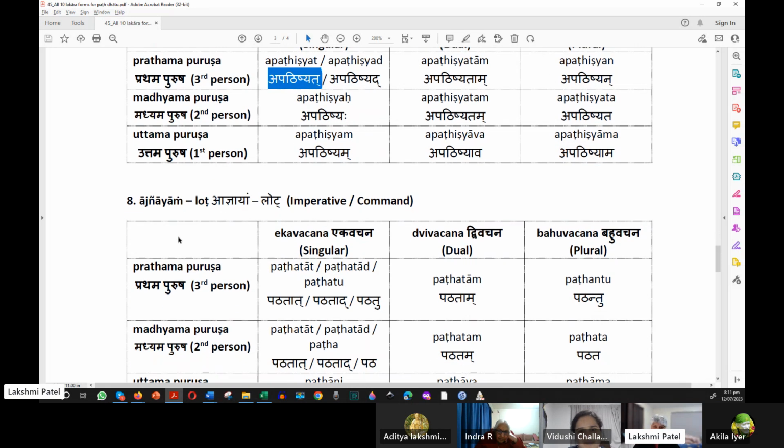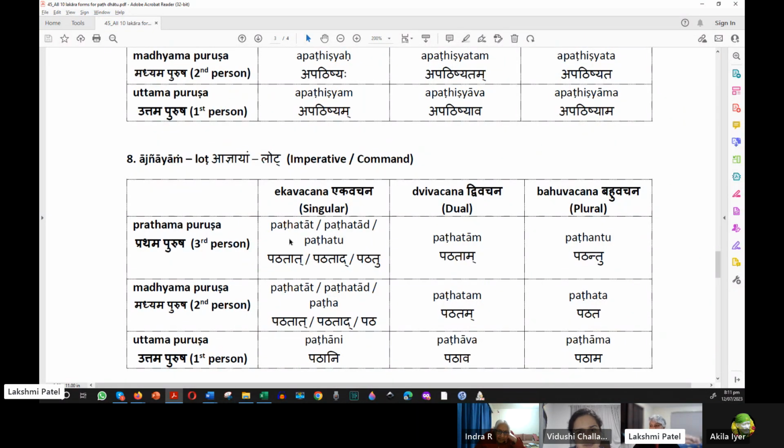Imperative, lot, agnyayam, lot. So, pathatu, our favorite. Pathatu, pathatam, pathantu. Tvam patha. Pathatam, pathatha. Aham pathani. Pathava, pathama. So this is without the a. If you remove the a from the past tense, from our lang lakar, apathat becomes pathatu, apathatam, pathatam. So there is some pattern here.